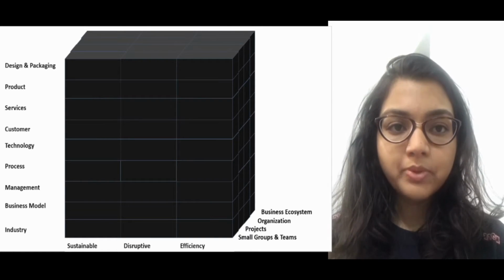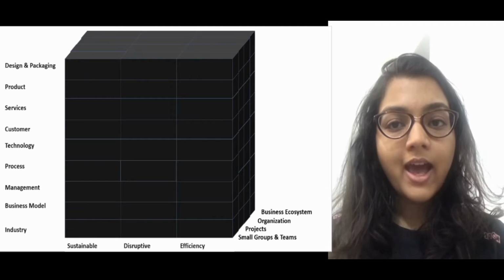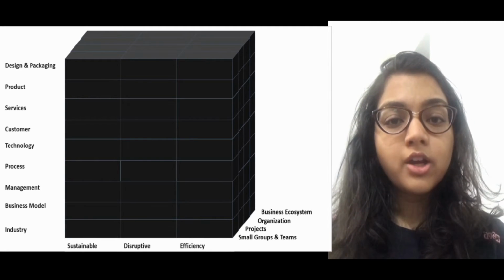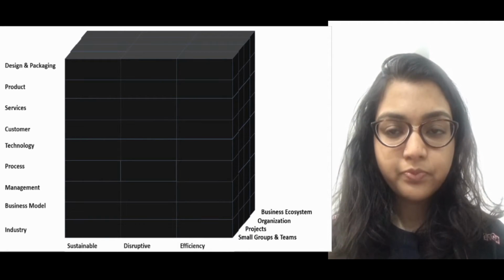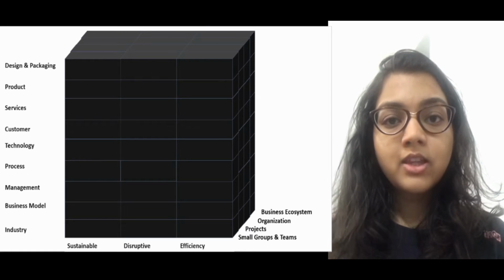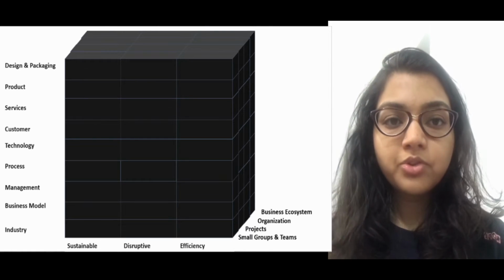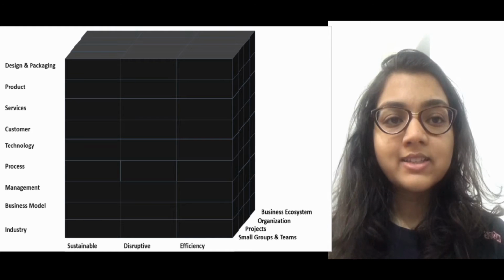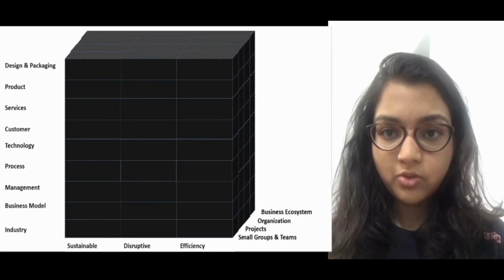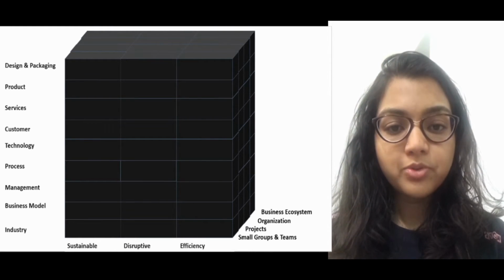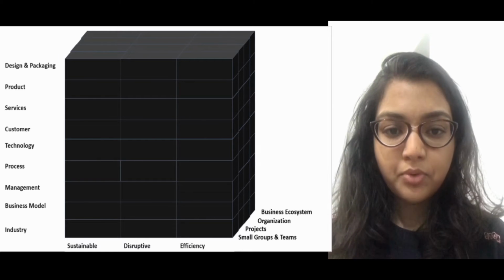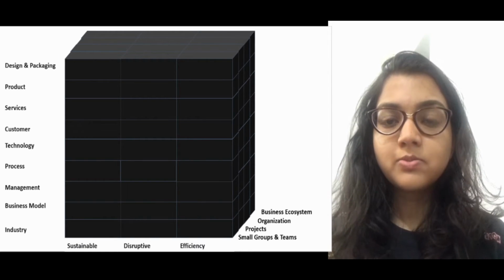The work of Schumpeter, Clayton Christensen, and Rosabeth M. Kanter are used to build this model. As you can see, the audit framework consists of three axes. On the vertical axis, we have types of innovation. The guiding principles of Schumpeter are used to elaborate and develop these parameters.